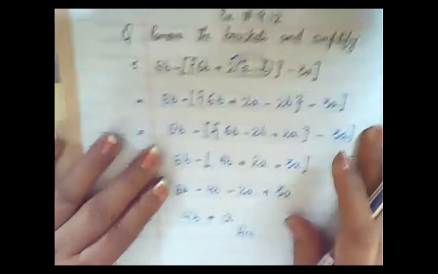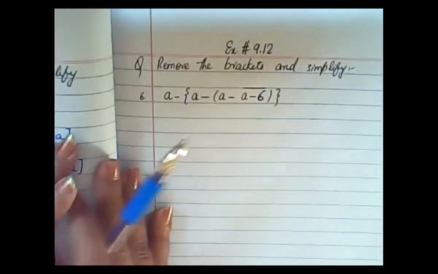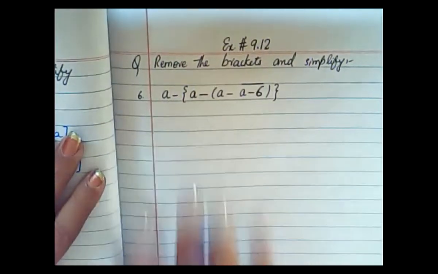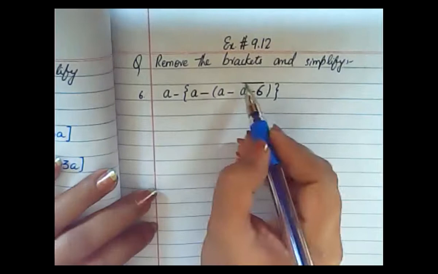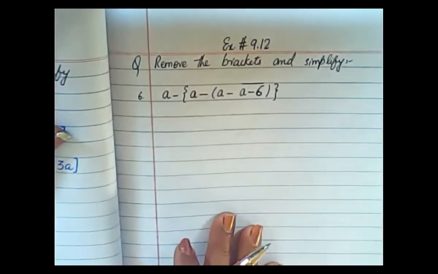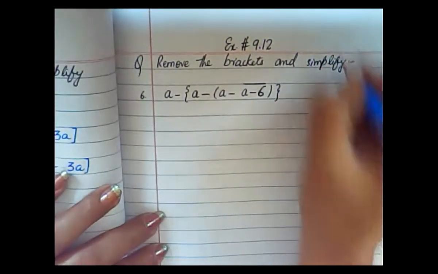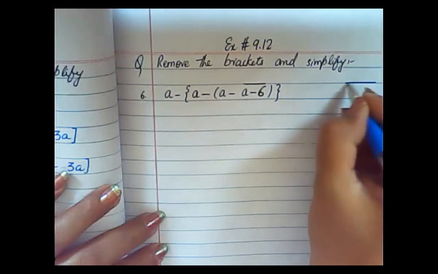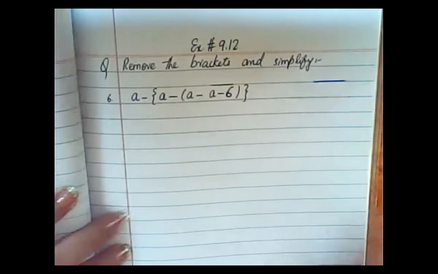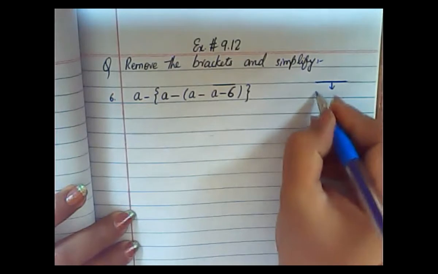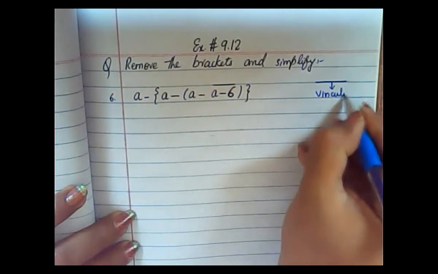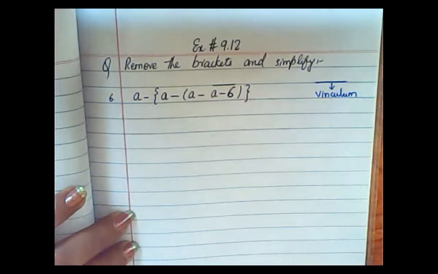Okay, thank you. Now look at here. Remove the bracket and simplify the last question. Now here what you have, this bar. Here you have this bar. As you can see, this is the bar. Anything which is written, any bar which is written over the expression, this is called as vinculum.